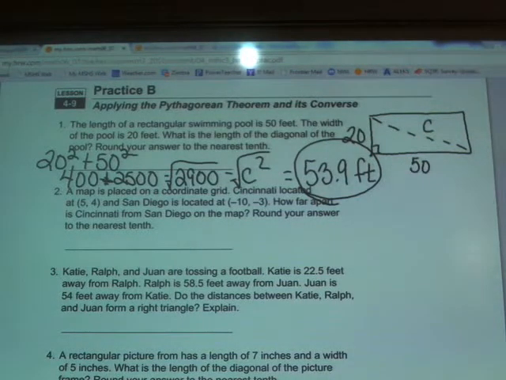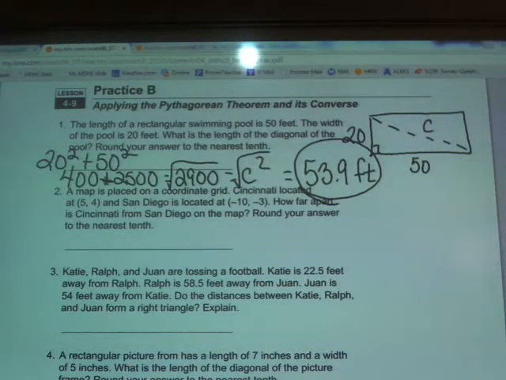All right, let's go and take a look at number 2. It says a map is placed on a coordinate grid. Cincinnati is at (5, 4) and San Diego is located at (-10, -3). How far apart is Cincinnati from San Diego on the map, rounding our answer to the nearest 10? So this is employing that distance formula that we saw today in the instruction. In case you've forgotten, the distance formula is on page 204 in your textbook.